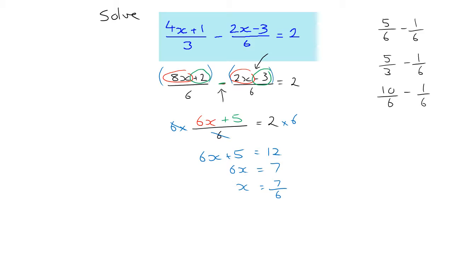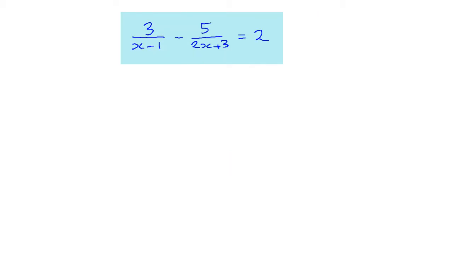Let's look at a more challenging one. Okay, so it's exactly the same as the previous one. However, we've got a more complicated denominator. So we have to make them the same, and the easiest way of doing that is multiplying this one, the one on the left, by 2x plus 3, and the one on the right by x minus 1.